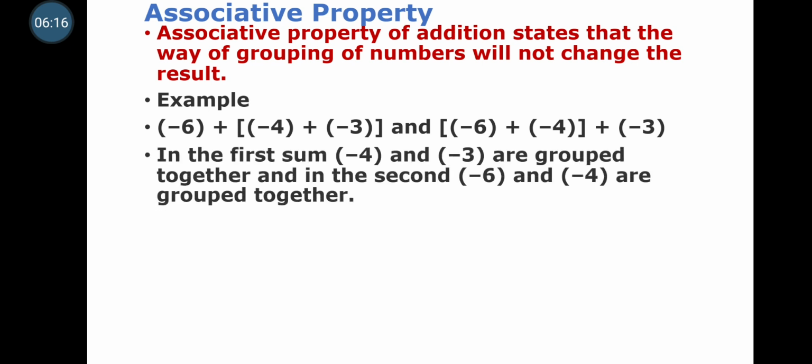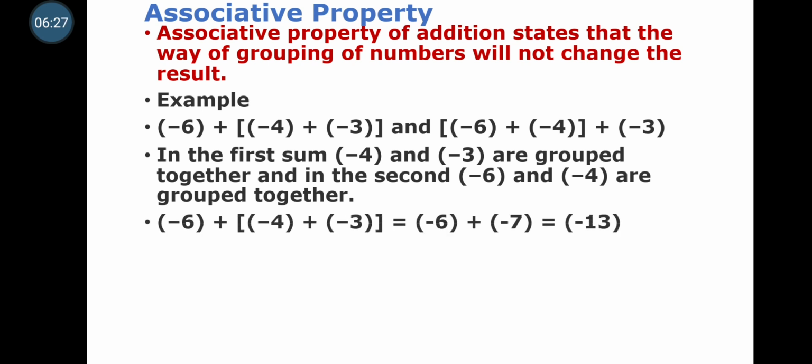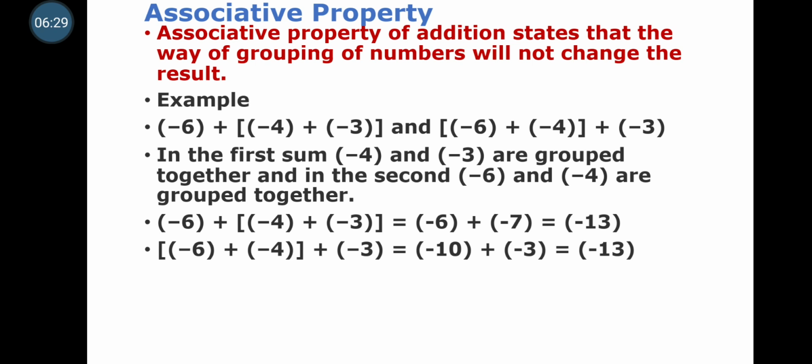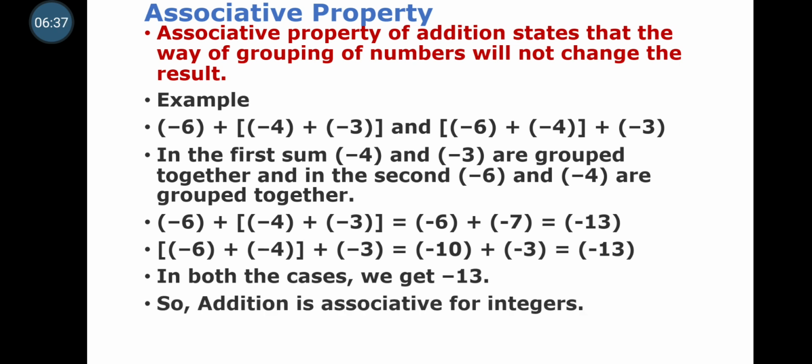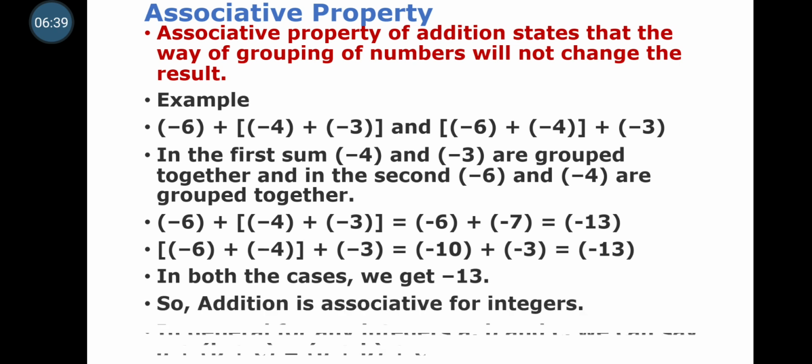Let's see here. In the first sum, minus 4 and minus 3 are grouped together, and in the second, minus 6 and minus 4 are grouped together. But it is not going to affect the answer because both will give you minus 13. So addition is associative for integers.